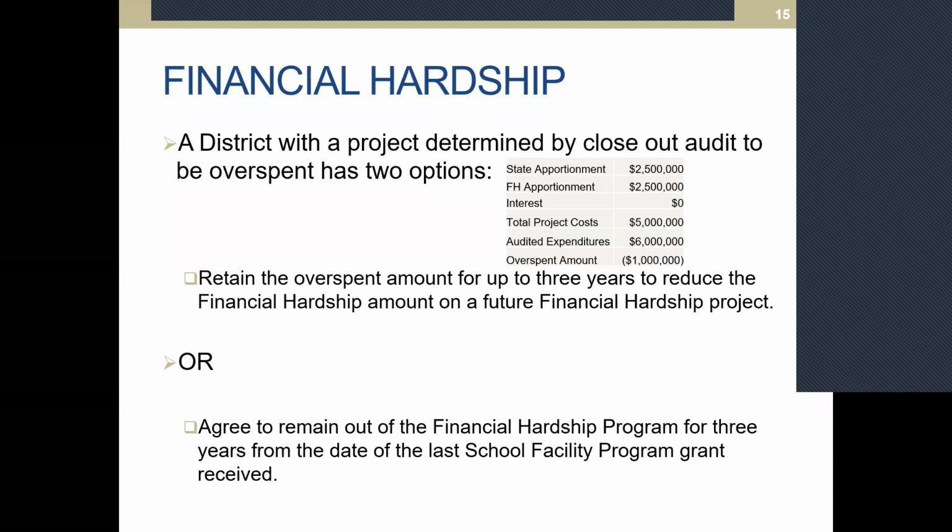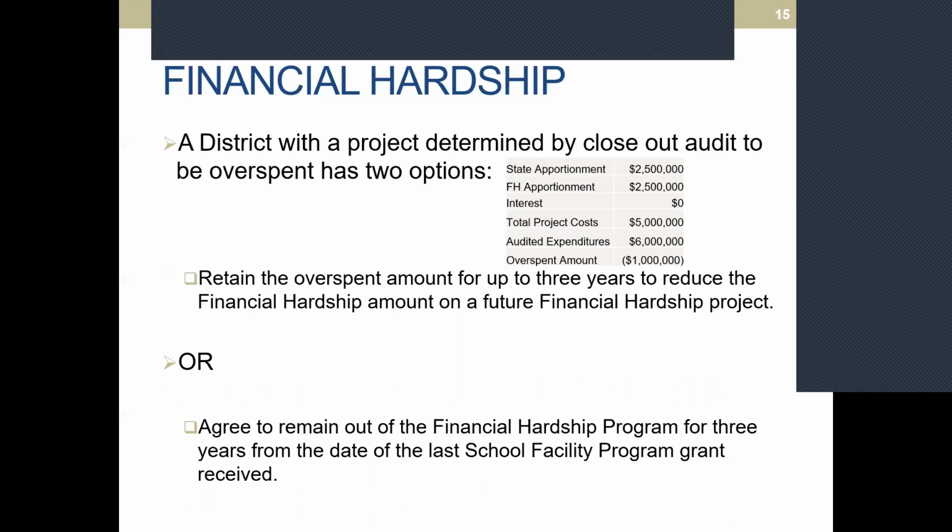If a financial hardship district is overspent, they do have 2 options. They can retain that funding that was overspent to use it to offset the financial hardship apportionment of a future hardship project within the next 3 years, or they agree to remain out of the financial hardship program for 3 years from the date of the last school facility program grant for hardship that was received. And with the first one, again, if the 3 years elapsed and another hardship project had not come along, then it's the same thing as remaining out of the program for 3 years. So then those funds do not have to be returned to the state at that point.